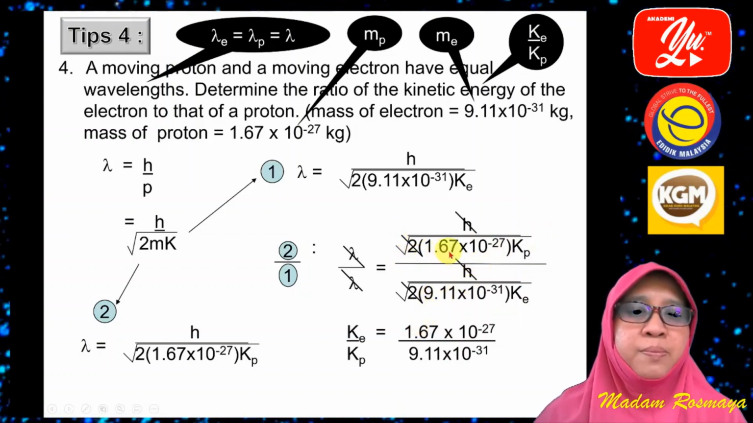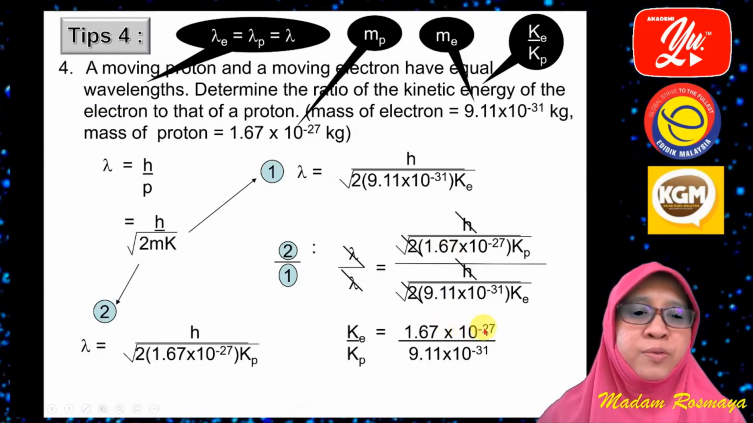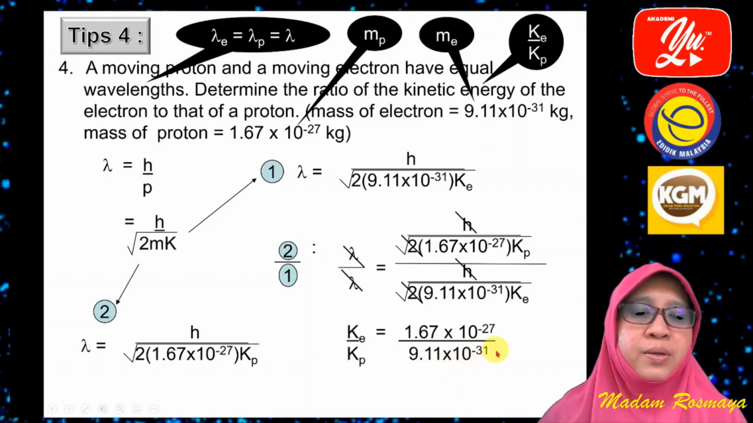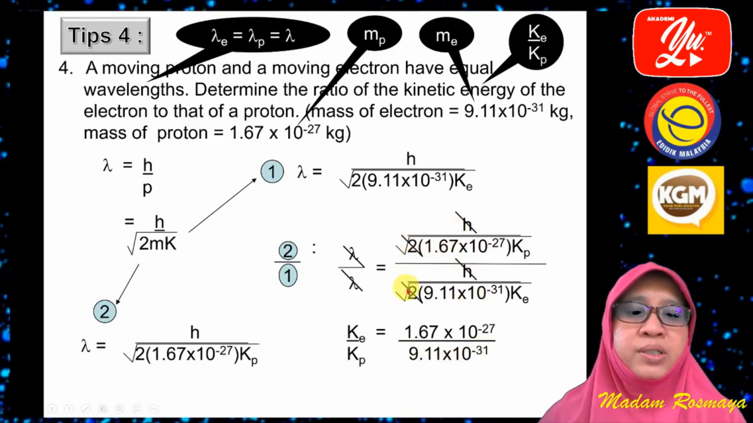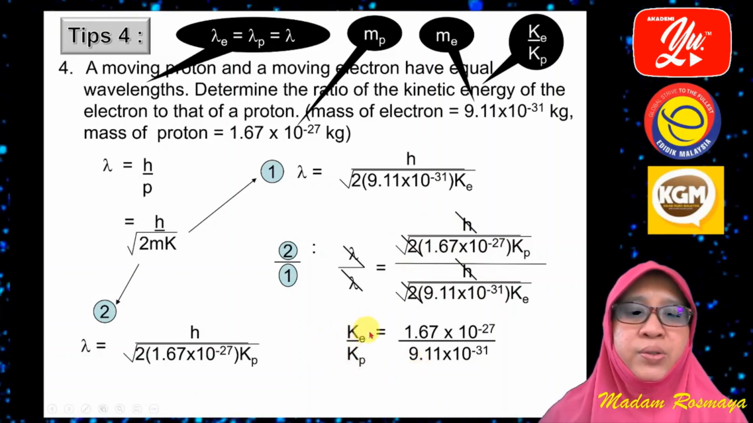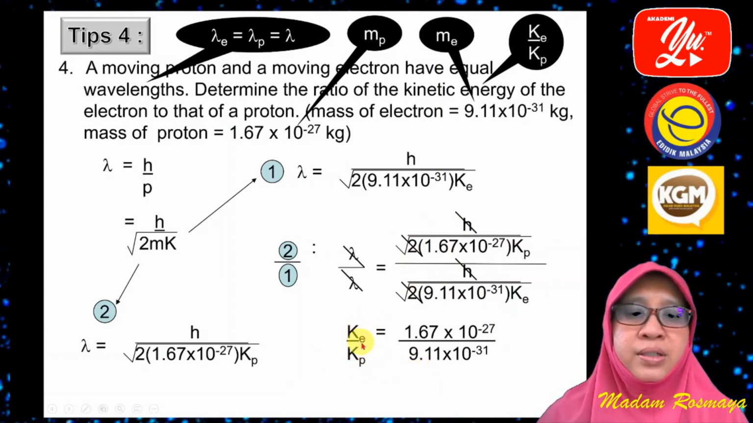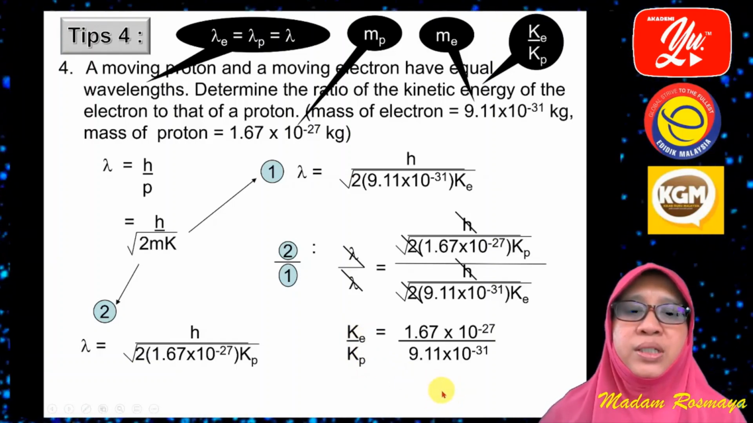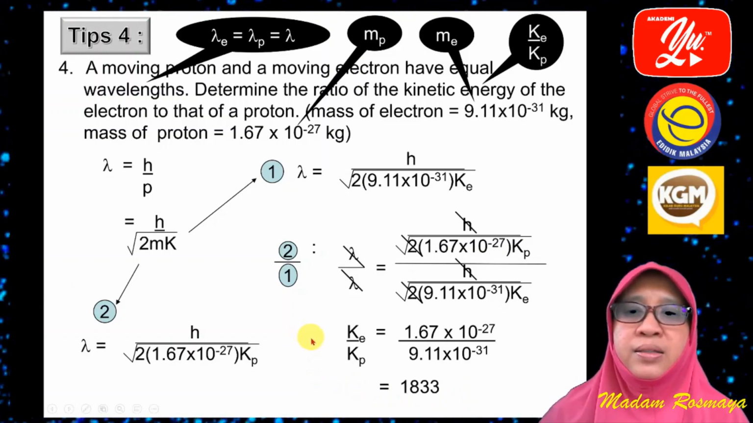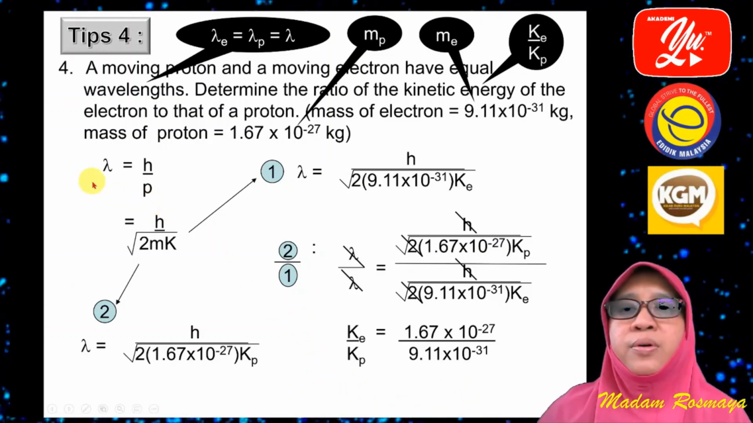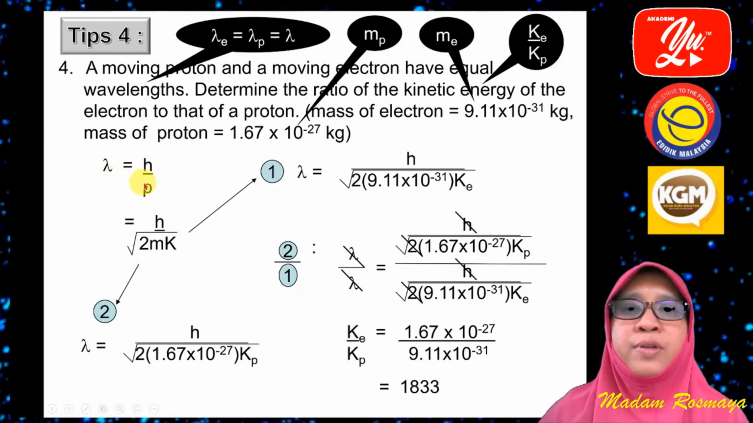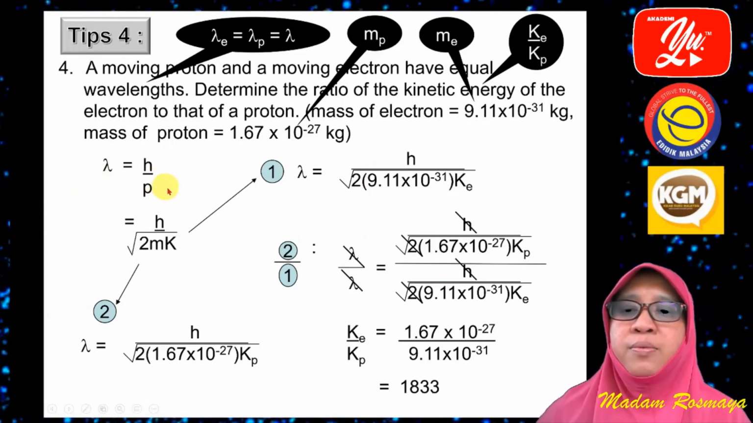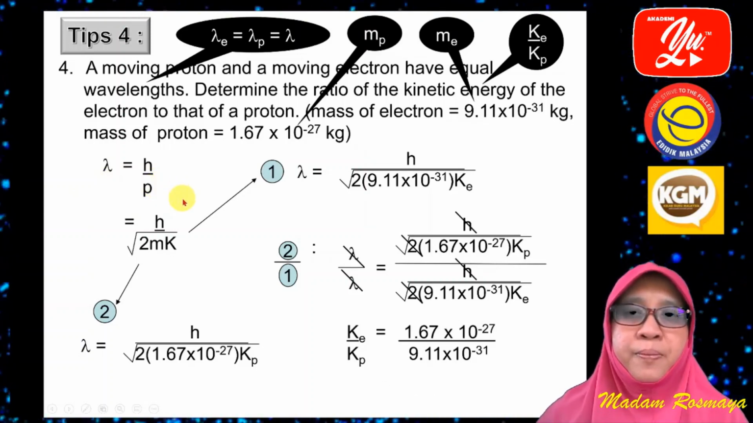Then 1.67 times 10 to the power of negative 27 divided by 9.11 times 10 to the power of negative 31. So we just rearrange the equation here, we get this. So this is the ratio of kinetic energy, electron to proton. The answer is 1833. So this is another tip for the question to find the wavelength: use the relationship between de Broglie wavelength and the momentum P.